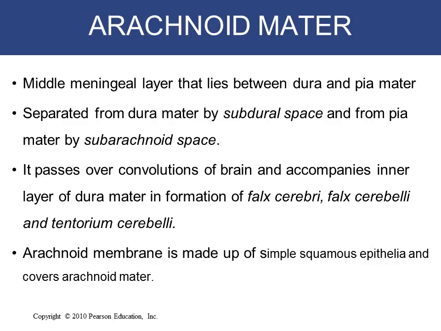Arachnoid mater is a layer of fibrous tissue that lies between the dura and the pia mater, and this arachnoid mater is separated from the dura mater by the subdural space and from the pia mater by the subarachnoid space, which contains the cerebrospinal fluid. So this arachnoid mater passes over the convolutions of the brain and accompanies the inner layer of dura mater in formation of the falx cerebri, falx cerebelli, and tentorium cerebelli.